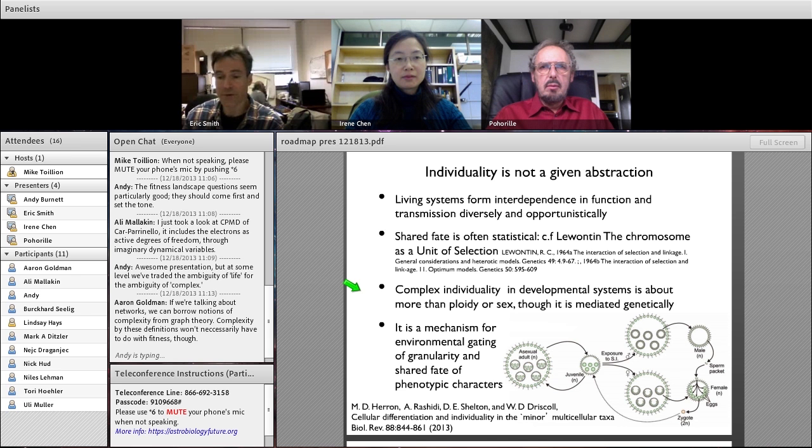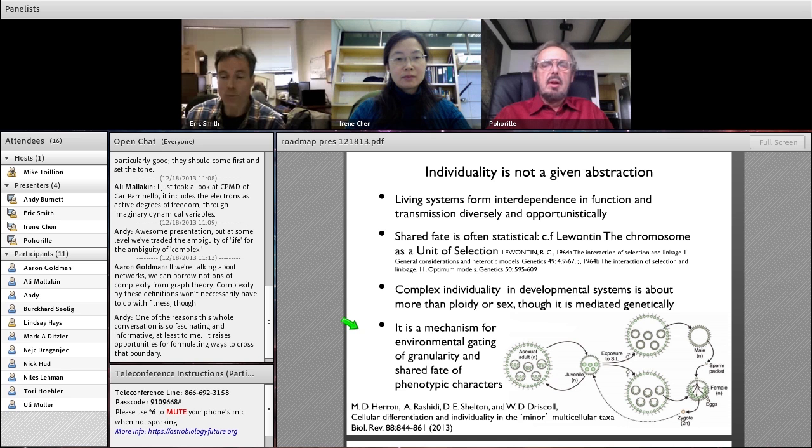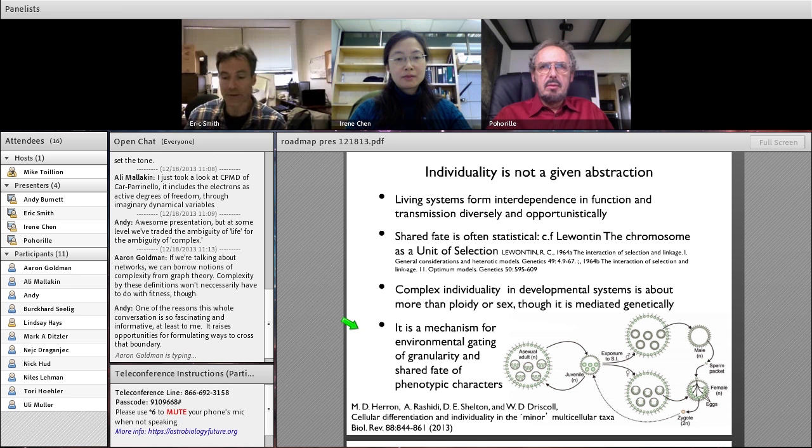And so it's important to realize that while we recognize individuality in development as having to do with which chromosomes are transmitted together, whether you have sexual and asexual generations that contribute to the generation of diversity, really what we're seeing is that the notion of individuality gives the environment a way to gate what forms of granularity and what forms of shared fate of phenotypic characters characterize physiology and then transmission.